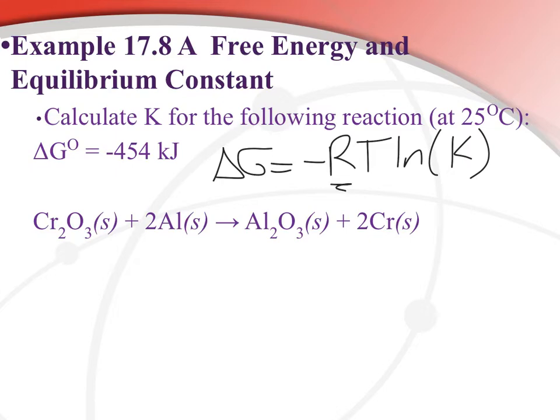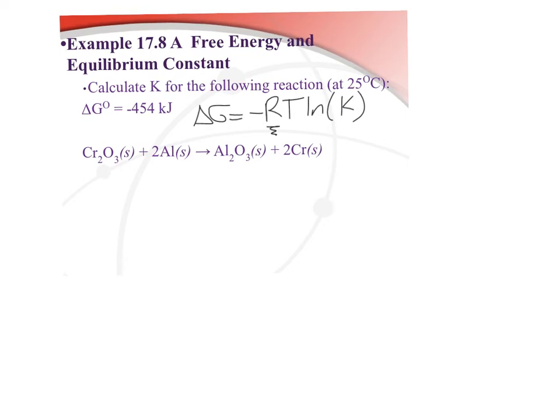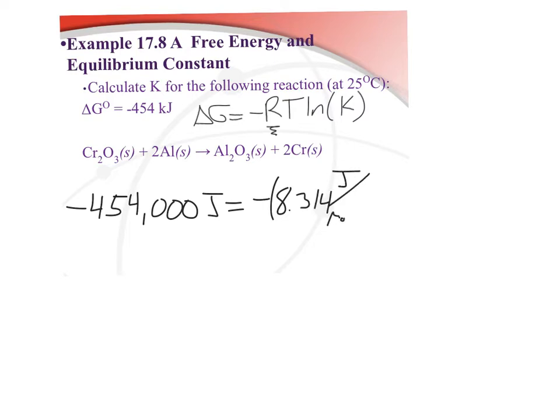The gas constant here for R is 8.314 because it's the joules version of that, so we need to watch out for that. Otherwise, this one's pretty straightforward. And since that's in joules, we want to watch out for our delta G's in kilojoules. If I plug all of this in, negative 454,000 joules equals negative 8.314 joules per mole Kelvin. That's the gas constant in joules. The temperature is 298. Cancels out the Kelvin. And then natural log of K.